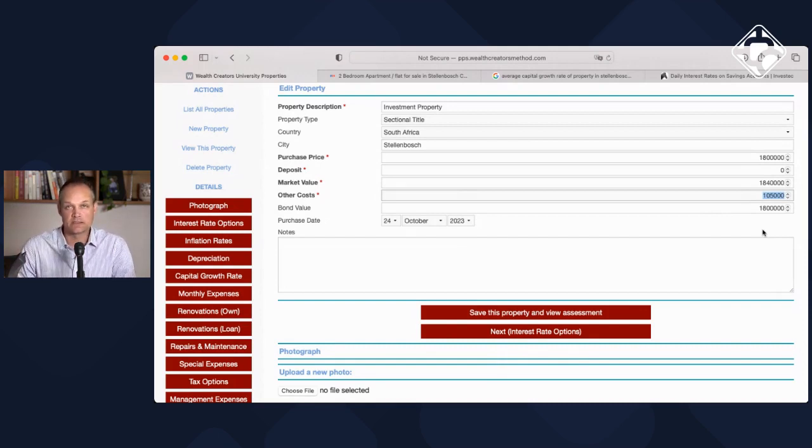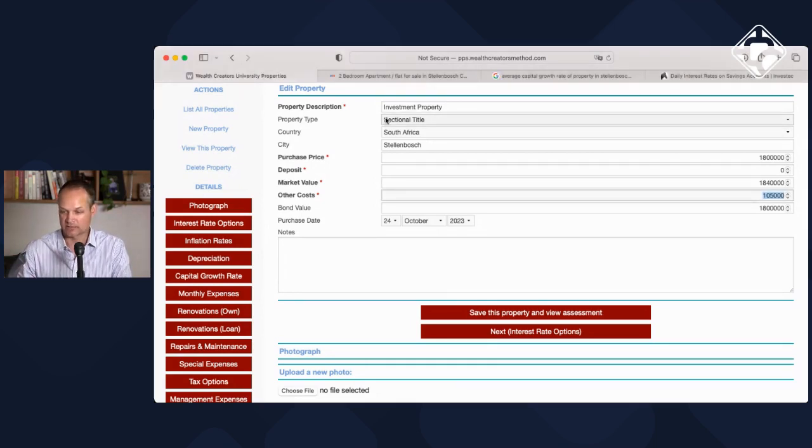So obviously I see this quite a lot. It's very important for you to plan for that initial bond and transfer costs. So remember, when you purchase a new property and you need to register a bond, there's certain costs incurred in that registration process. And you also need to pay the transferring attorneys to transfer the property onto your name.